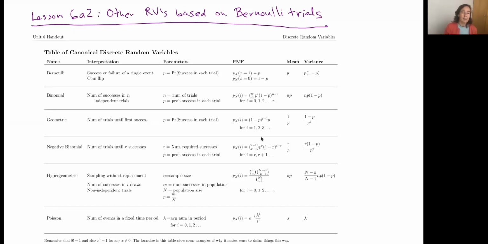Okay, so continuing to go through our table of famous discrete random variables, I want to talk about two other random variables that, like the binomial, are based on Bernoulli trials. The geometric and the negative binomial, and in my mind they go together with the binomial as a group, as the questions that they answer are related. So let's zoom in on those three.